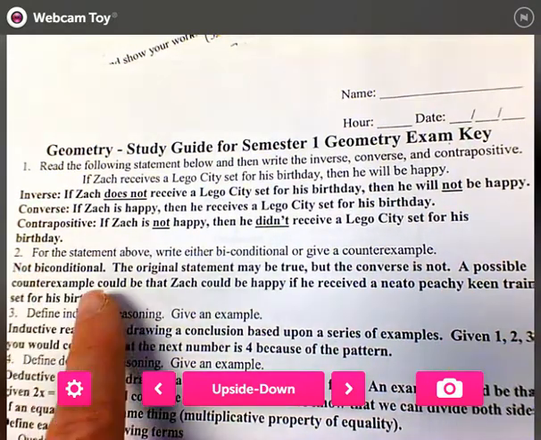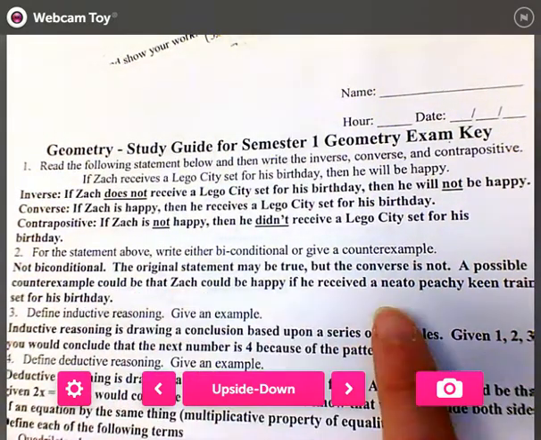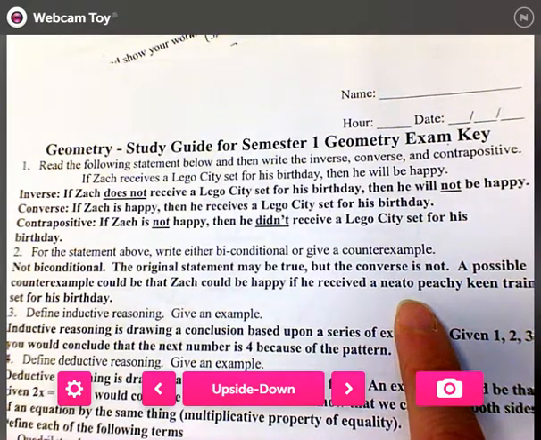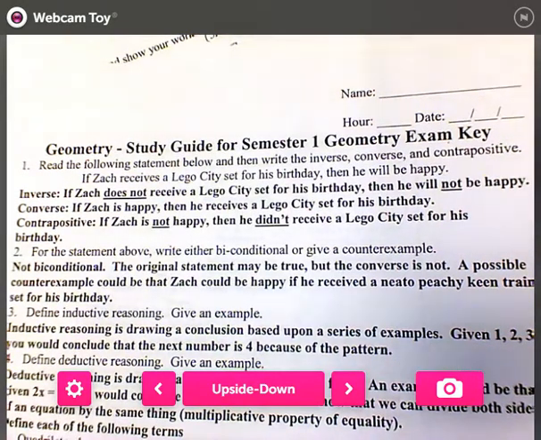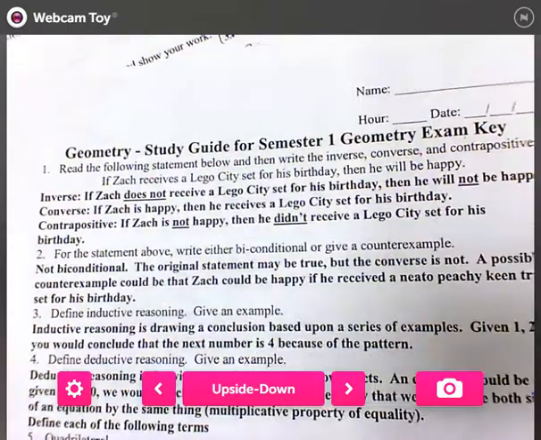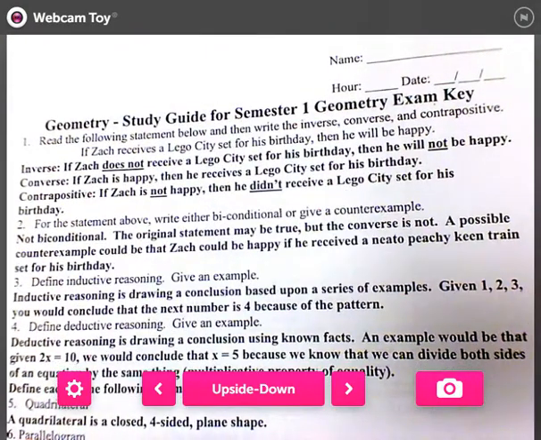A possible counterexample could be that Zach could be happy if he received a Nito Peachy Keen train set for his birthday. Nito Peachy just means like cool. It's just being silly. All right.